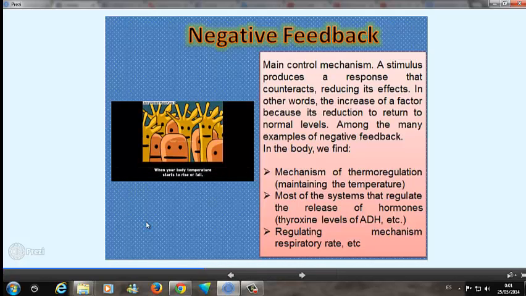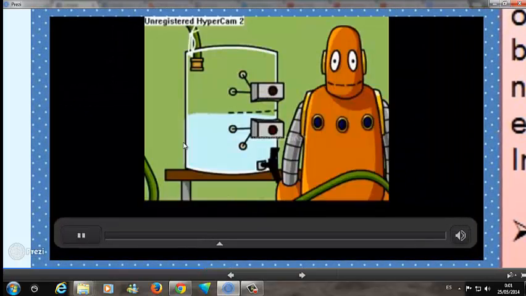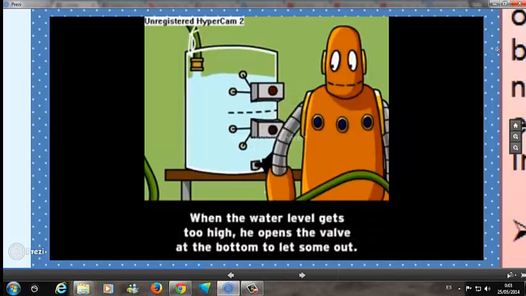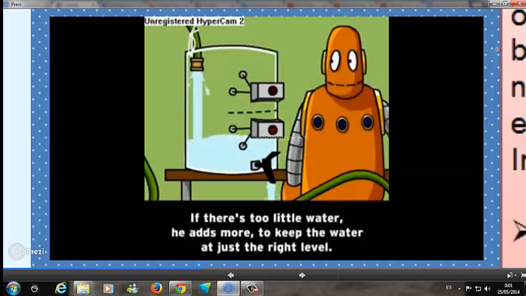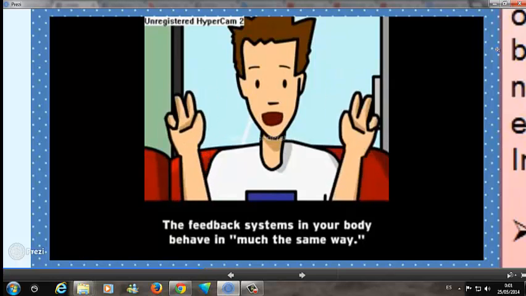When your body temperature starts to rise or fall, a special team of nerves and hormones, called a feedback system, sends a warning to the hypothalamus. Modi made this thing to show how feedback works. When the water level gets too high, he opens the valve at the bottom to let some out. If there's too little water, he adds more to keep the water at just the right level. The feedback systems in your body behave in much the same way.